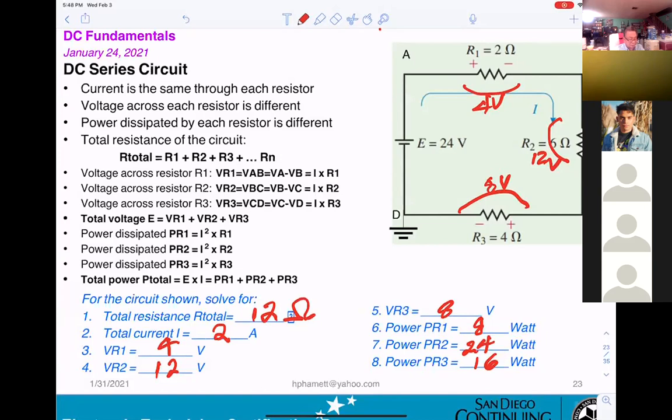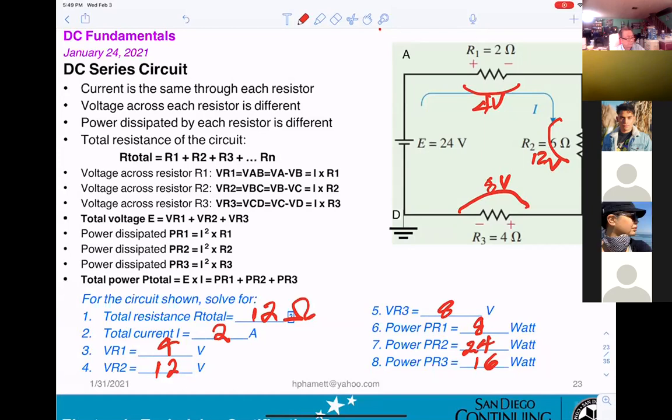Right, yeah, because the formula is power is equal to I squared R, or power is equal to E times I, or power is equal to V squared over R. In this case, we know what I is, so we square I. I is 2, 2 squared is 4. And 4 times the resistance will give you the power over that resistance. Then you go to the next one. 4 times 6 is 24. 4 times 4 is 16. That's how we got all those answers.